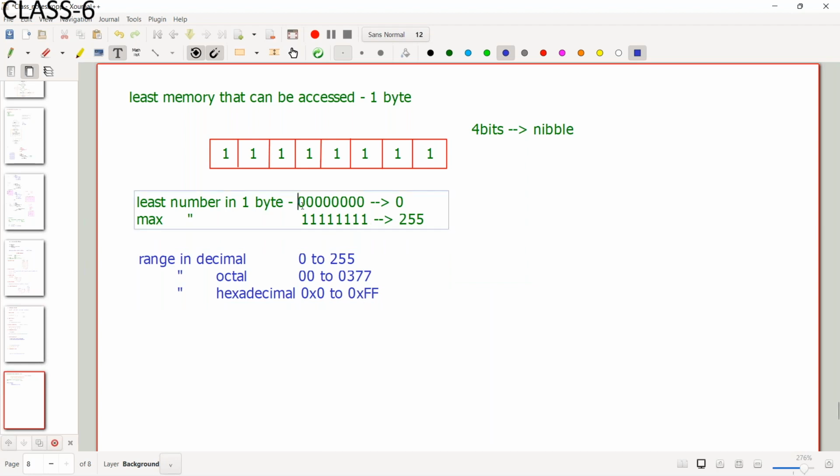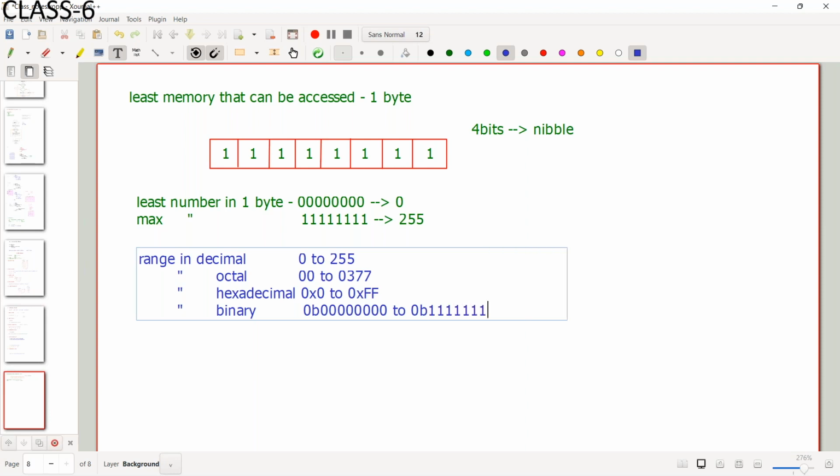Okay, so that is the range of the values or the equivalent values. I can even say the range in binary is already given here. Binary values are represented starting with 0B. 0B shows that it's a binary number. So 0B00000000 to 0B11111111. So these are the ranges of the values in different number systems that can be stored in 1 byte.